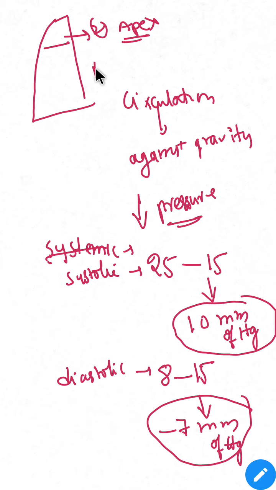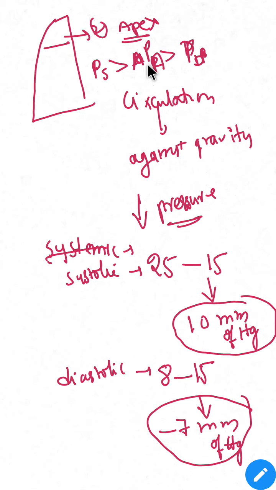Systolic pressure is greater than alveolar pressure, which is greater than diastolic pressure, okay? So systolic pressure is greater than alveolar pressure is greater than diastolic pressure.